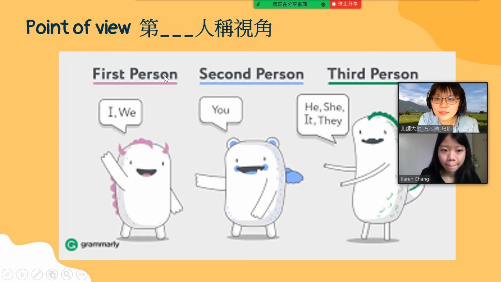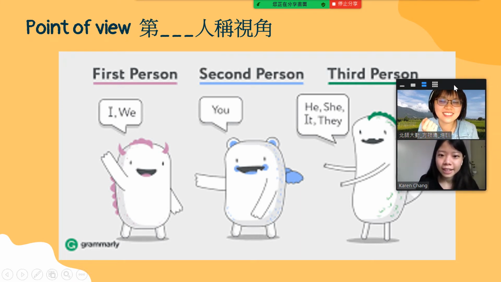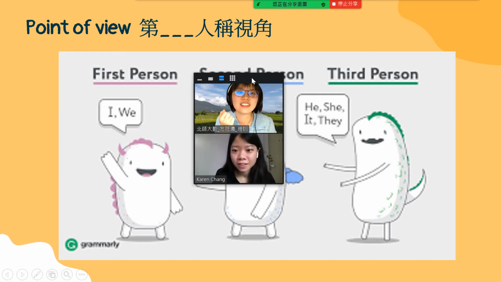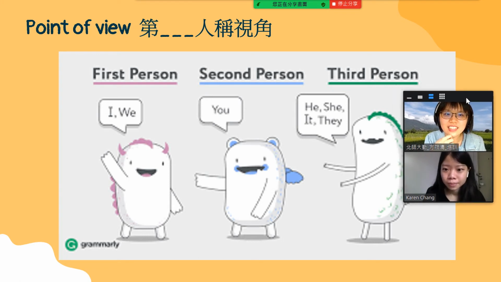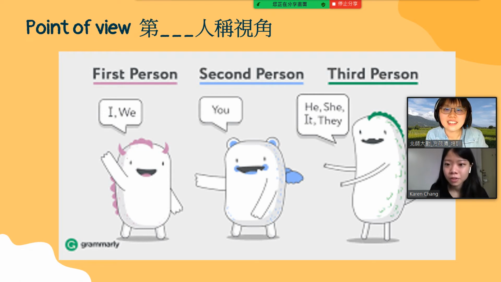Say first person. Okay, repeat after me. First person point of view. And then second person point of view. And the last one, third person point of view. So in our textbook, which one does our textbook use? The third person point of view. Yeah, correct. And as for the introduction, we will use first person point of view.